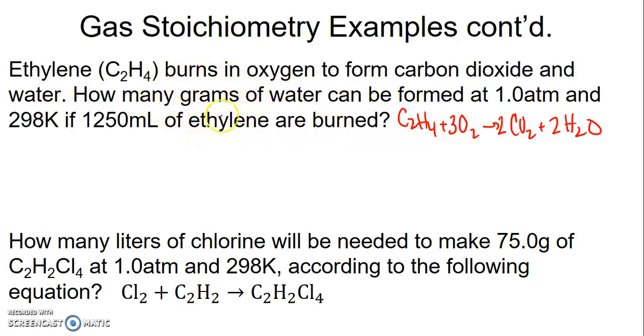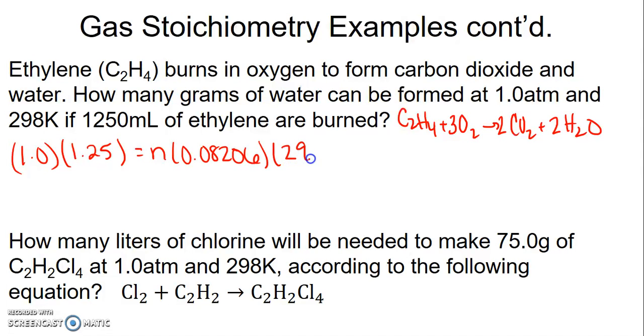Well, this one is not at STP, so we're going to have to use PV=nRT and stoichiometry. Because we're looking for grams, we're going to have to do stoichiometry last. So we'll do PV=nRT first. So pressure, volume has to be in liters, so 1.25 liters, is equal to moles, which we're trying to find, R is 0.08206, and the temperature is 298. So if we solve for moles, you get 0.05112 moles.